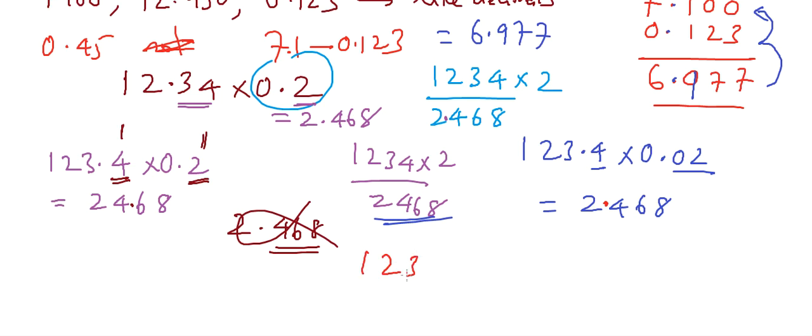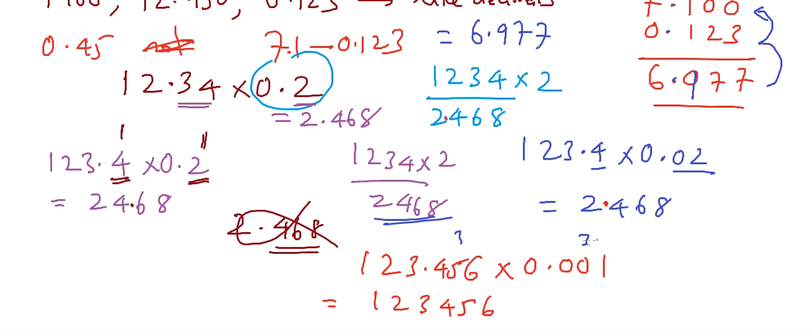So what is 123.456 into 0.001? Again, you just have to remove the decimal point and multiply. It's 1, 2, 3, 4, 5, 6 into 1, which is nothing but 1, 2, 3, 4, 5, 6. Okay, now how many decimal places? Both are having 3 decimal places. So 3 plus 3, 6. The result should have 6 decimal places.